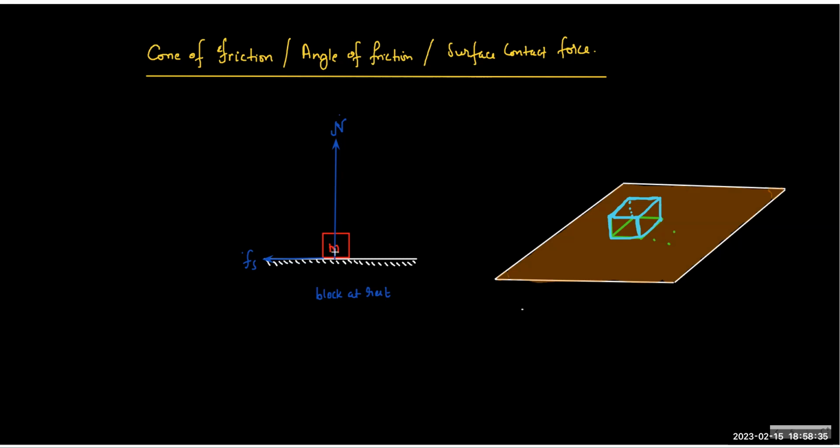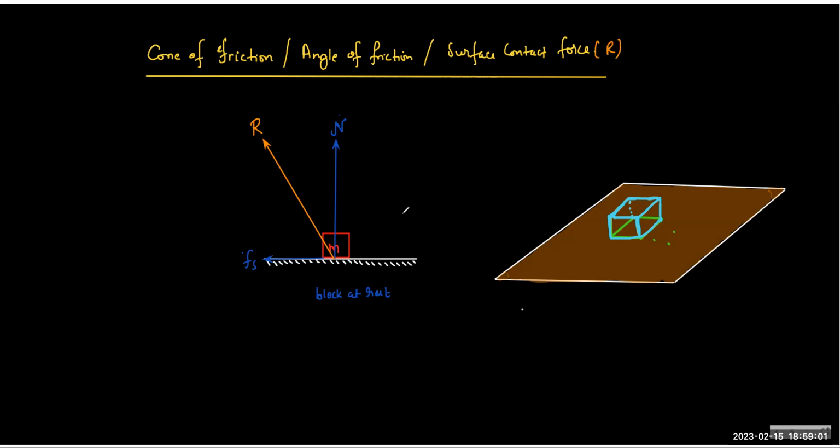So the resultant force by the surface is not upward or left. It is actually like this. So the ground is applying force on the block this way, not horizontal or vertical. Do you realize this? Yes, sir. This force is called the net force a surface can develop. This is called the surface contact force.